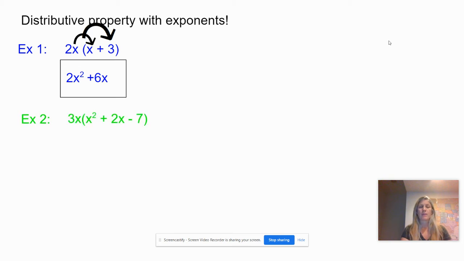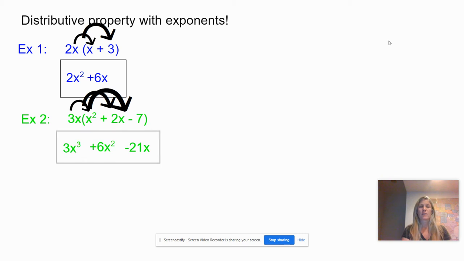Here's our second example. 3x times the quantity x squared plus 2x minus 7. So first we have 3x times x squared. 3 times 1 is 3. x times x squared, there's 1 here, 2 here. So there's 3 altogether. So that becomes 3x to the third power. We then multiply 3x times positive 2x. 3 times 2 is positive 6. x times x is x squared. And finally, 3x times negative 7. 3 times negative 7 is negative 21, and there's a single x. So we have negative 21x. So our final answer is 3x cubed plus 6x squared minus 21x.